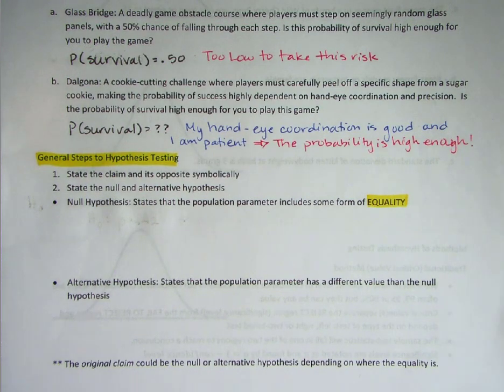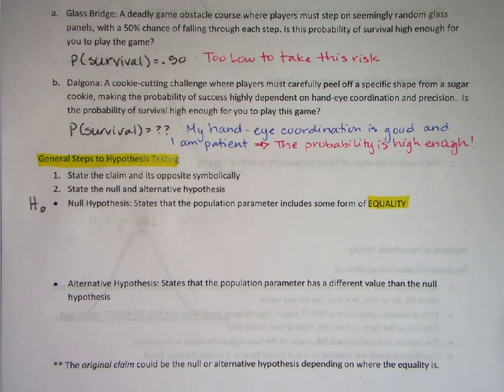General steps of hypothesis testing are: first, we are going to state the claim and its opposite symbolically. Second, we will state the null and alternative hypotheses. For your null hypothesis, we will be using H sub 0 when discussing the null hypothesis. This states that the population parameter includes some form of equality. Let's look at some examples.